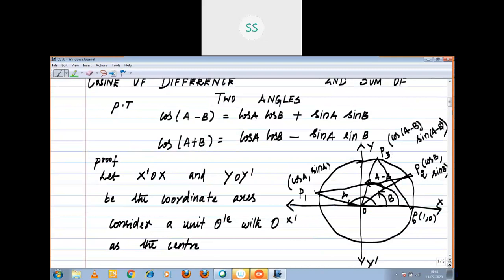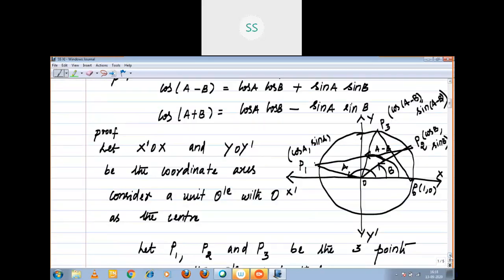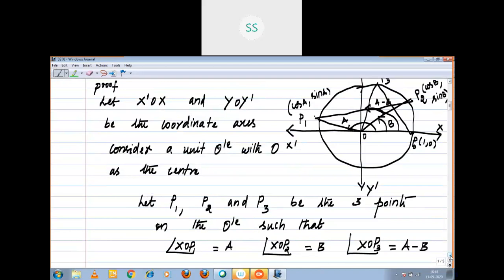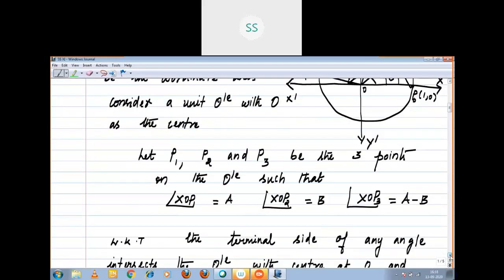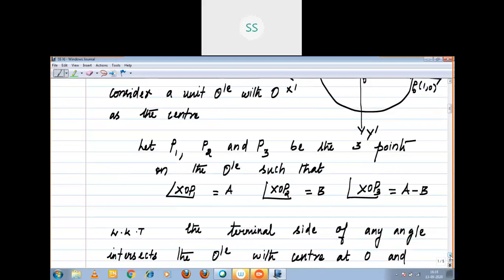Here I consider a unit circle. In that I took 3 points, that is P1, P2, P3, right? X'OX and Y'OY are the coordinate axes. It is a unit circle with the center O, right? The radius is what here? Unit circle means radius is 1. Got it, children? Say yes or no.